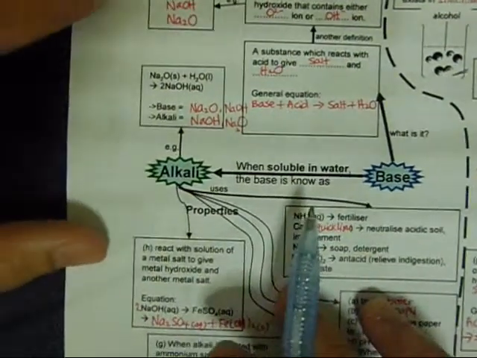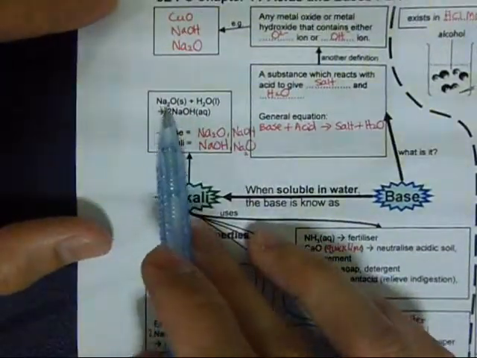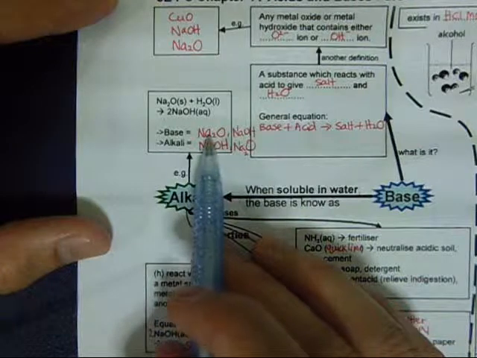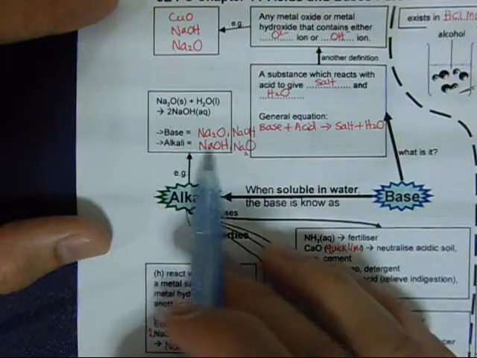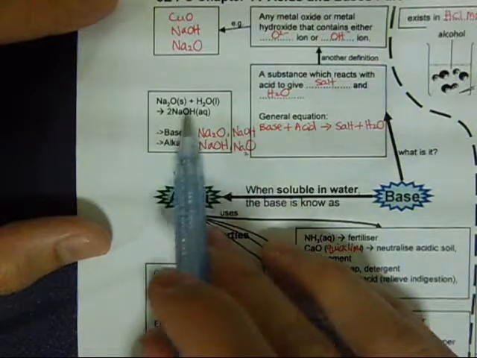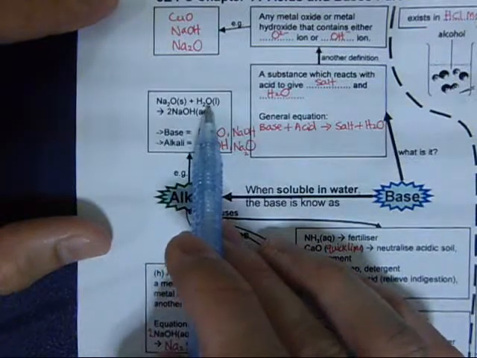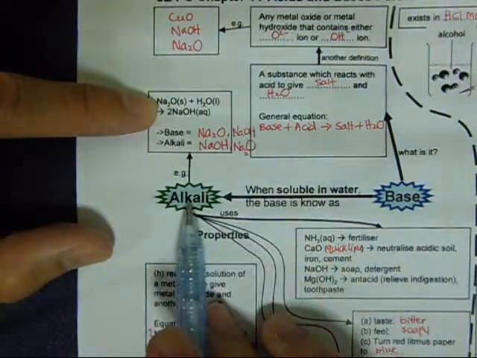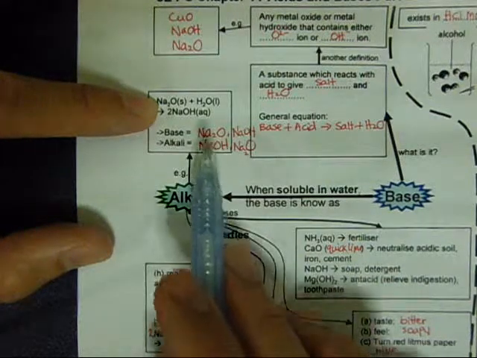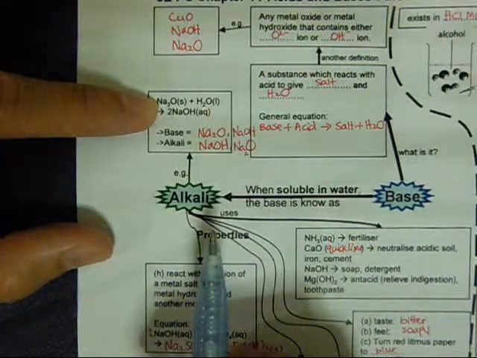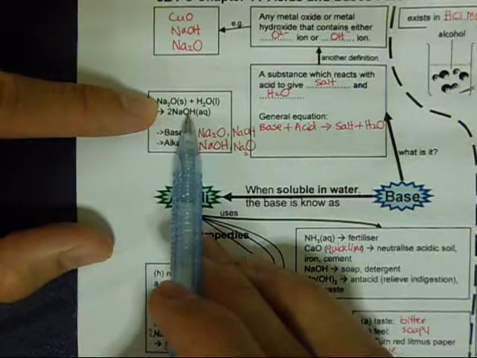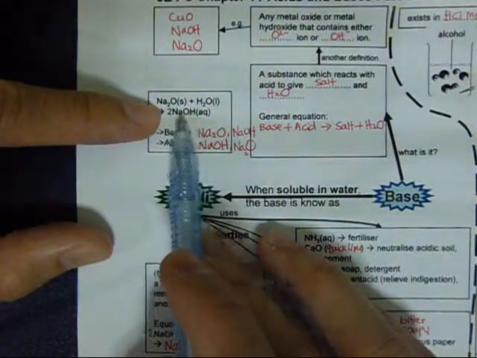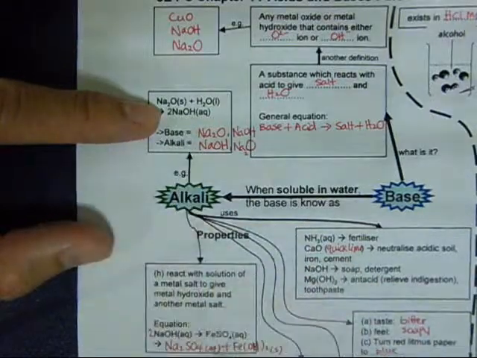Now let's look at the example here. Sodium oxide plus water gives sodium hydroxide. The bases in this case are sodium oxide and sodium hydroxide. The alkalis are also sodium hydroxide and sodium oxide, because sodium oxide dissolves in water. So sodium oxide itself is a base, but since it dissolves in water, it is also known as an alkali. Same thing with sodium hydroxide. It is also a base because it is a metal hydroxide, but since it dissolves in water, it is also an alkali.